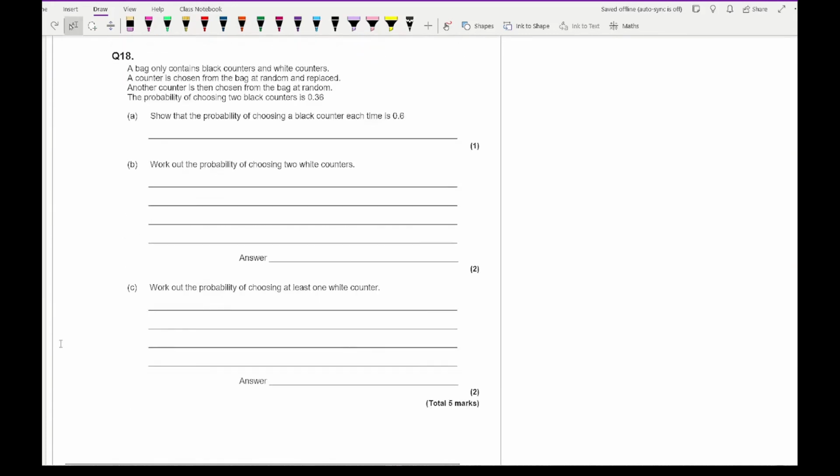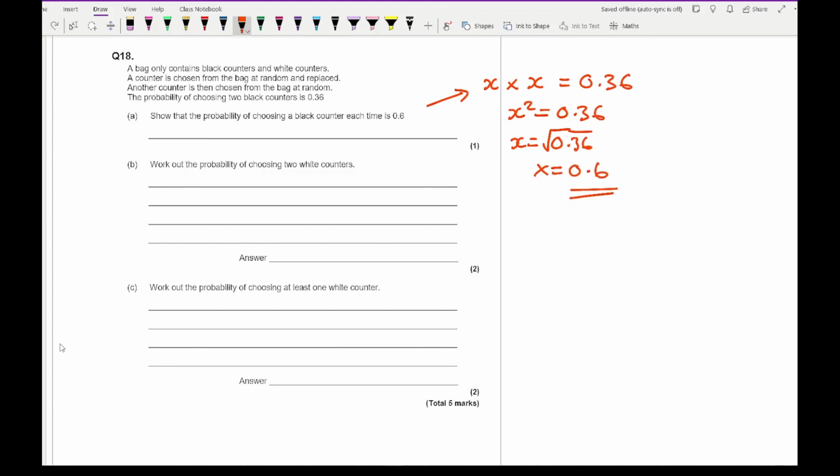Then moving on to question 18, it says that a bag only contains black and white counters. A counter is chosen from the bag and replaced, so it's put back in. Then another counter is chosen from the bag at random. The probability of choosing 2 black counters is 0.36. Show that the probability of choosing a black counter each time is 0.6. Well, from this, we've got x times x equals 0.36. So x squared equals 0.36. So x equals the square root of 0.36. So x equals 0.6. And there is that answer.